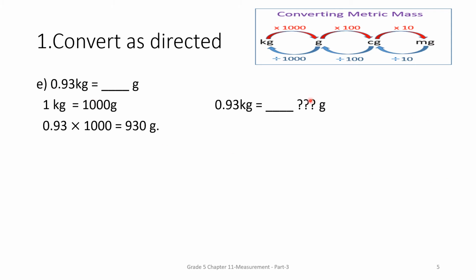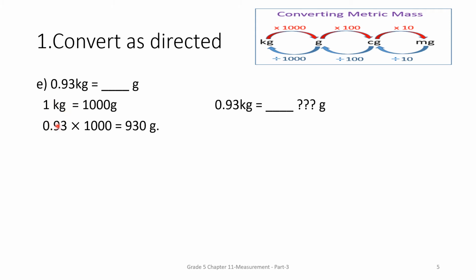So for that, we have to multiply 0.93 with 1000. Yes. So again, multiplication by 1000. What we will do? We will count number of zeros. So here how many zeros do we have? We have 3 zeros. So we'll shift this decimal point to its right by 3 digits. Here we have decimal point between 0 and 9. So we'll shift this decimal point to its right by 3 digits.